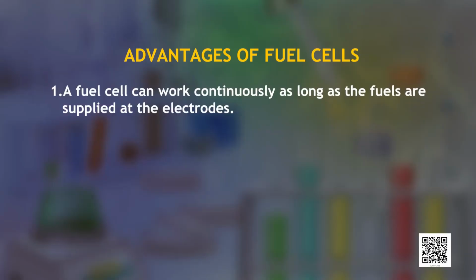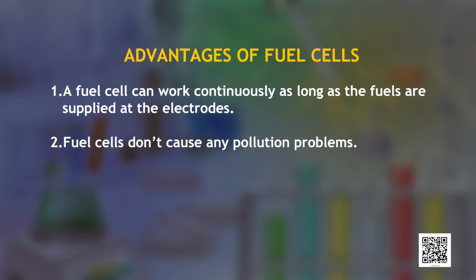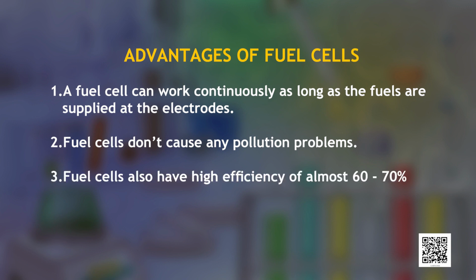The fuel cell is basically a type of electrochemical cell which has several advantages. A fuel cell can work continuously as long as the fuels are supplied at the electrodes. Fuel cell is considered eco-friendly as it does not cause any pollution problem. Fuel cells also have an efficiency of almost 60 to 70%, which is considered a high efficiency.